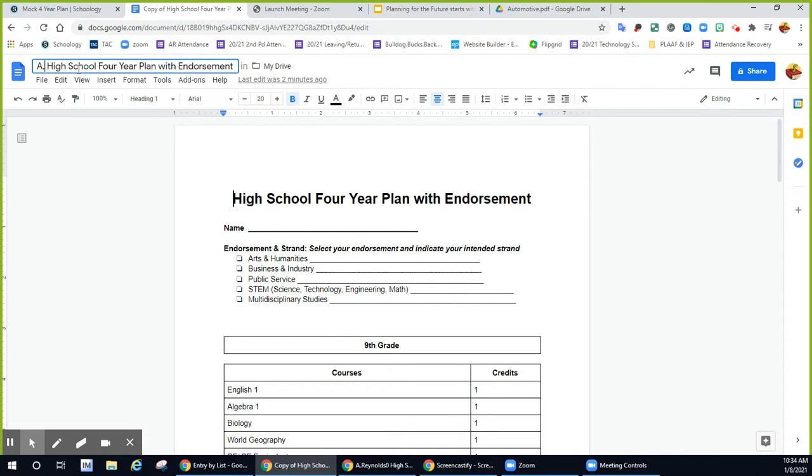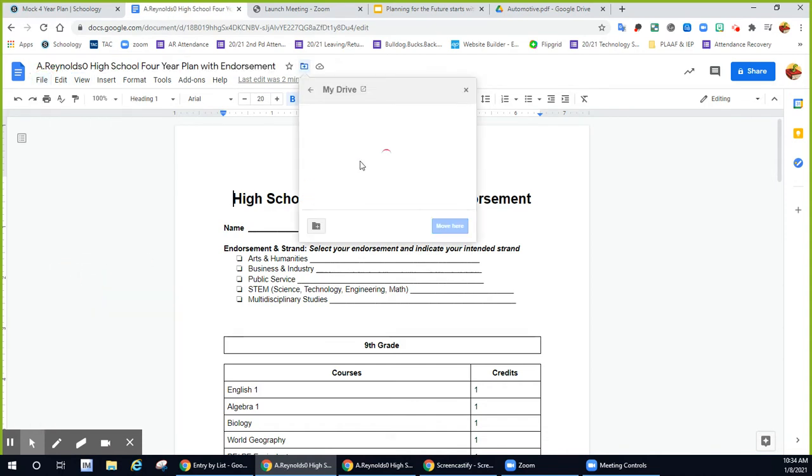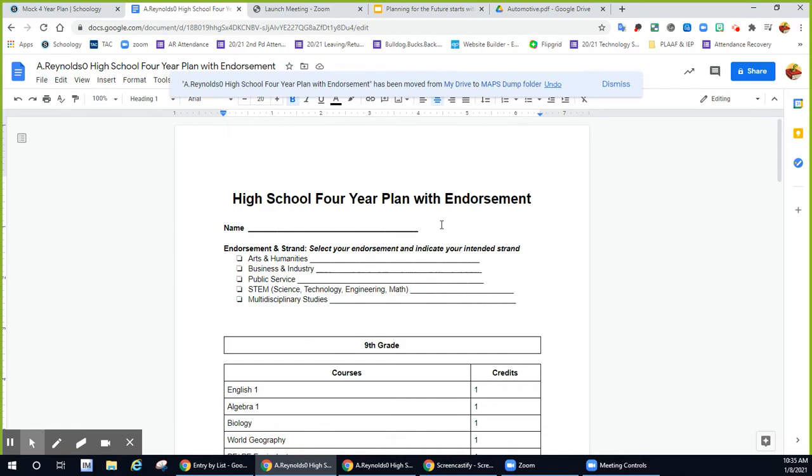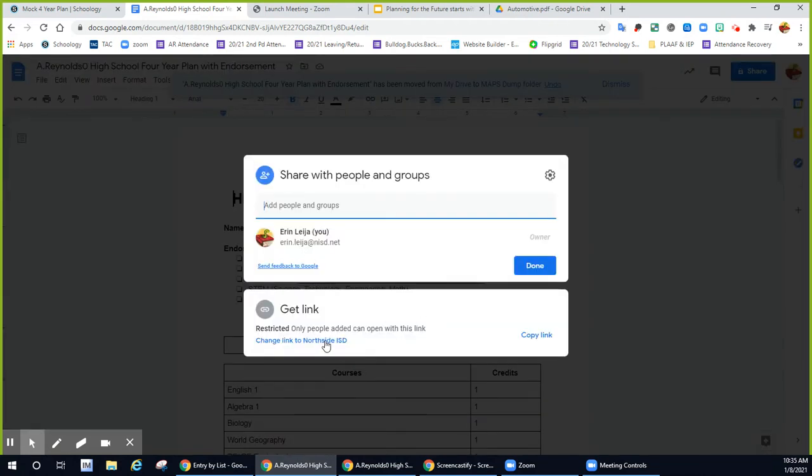put Mr. Reynolds' name on it. And I'm going to move it to the proper folder. So please make sure that you move it to your maps folder. It makes it so much easier to find. I'm actually going to create a different folder because we do it so much that I'm putting things in a dump folder, just because otherwise we have like 60 million copies of it. Yes, I end up renaming all of mine. Delete me. So I'm going to change it to Northside.